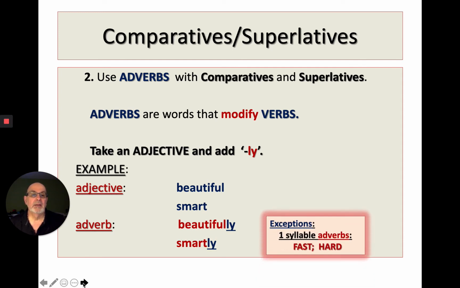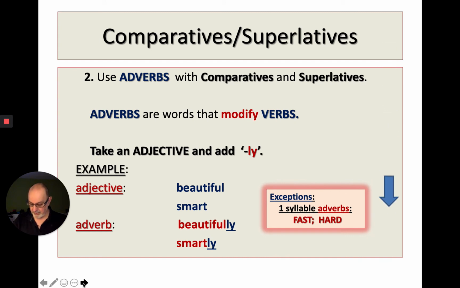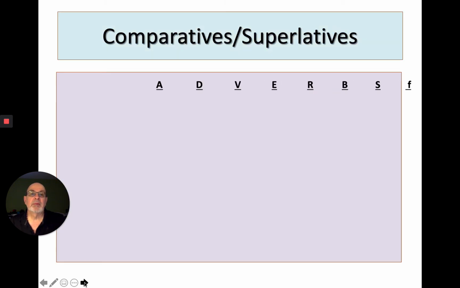Next, there are two exceptions to the rule, and that is fast and hard. You cannot say fastly and hardly and keep the same meaning. They do exist, but they mean different things, so don't use them as adverbs. Let's keep going.